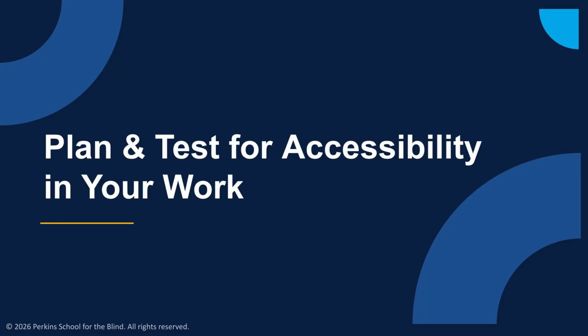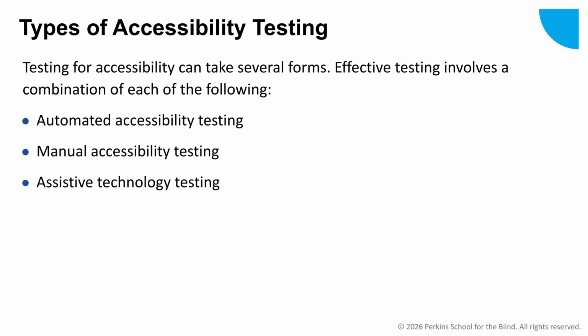Even when you're following all the best practices, it's still important to test that what you've built is accessible. This section will cover accessibility testing at a high level. We'll cover 3 types of accessibility testing: automated accessibility testing, manual accessibility testing, and assistive technology testing.